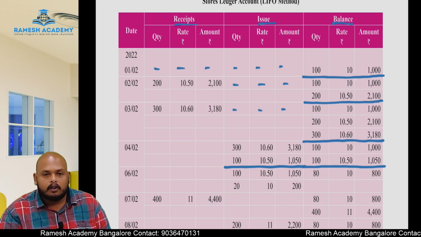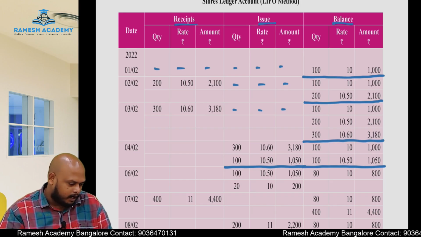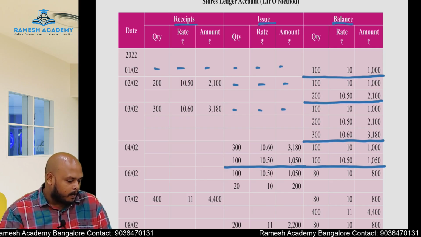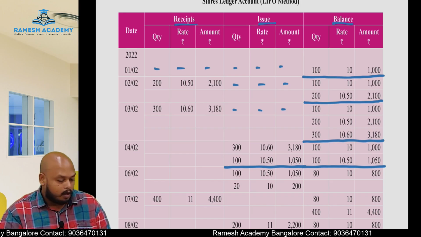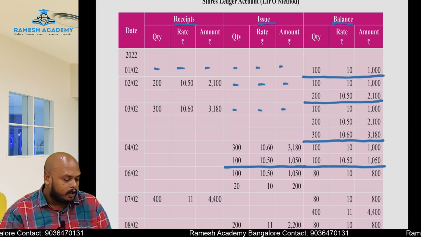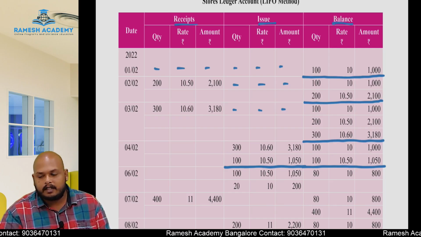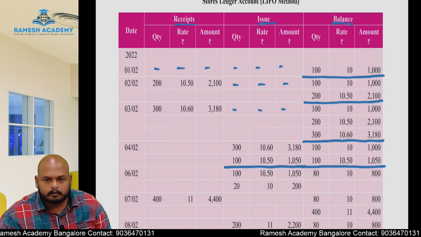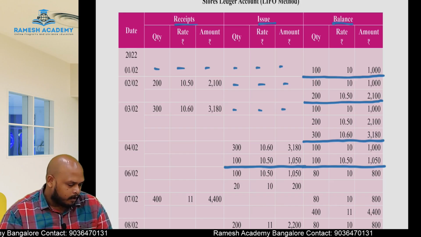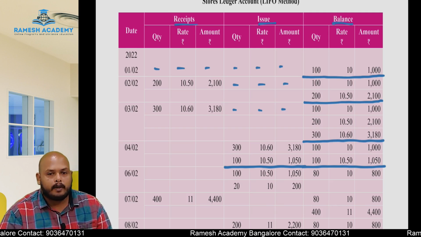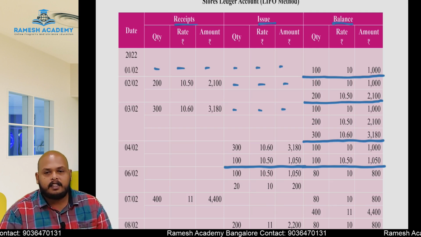Okay, got it? Next. 6th February 2022, issued how many units? Issued 120 units to the job B, material requisition number 020. Next. On 6th February 2022, issued how many units? 120 units. Now this is which method?